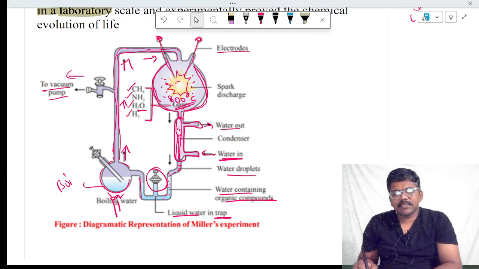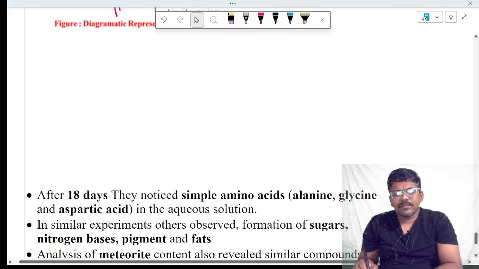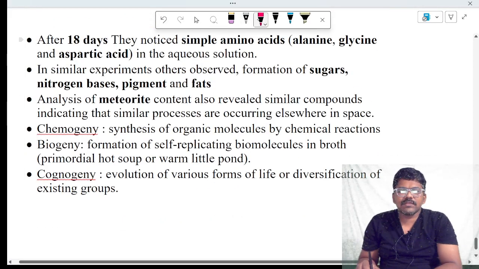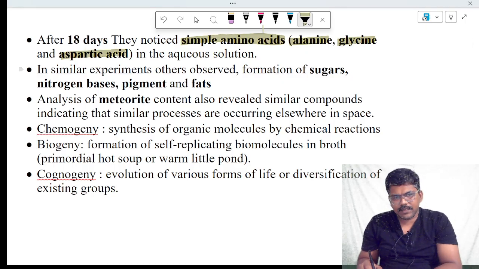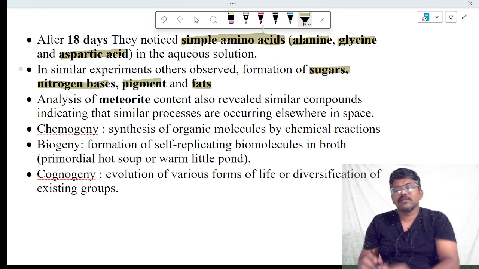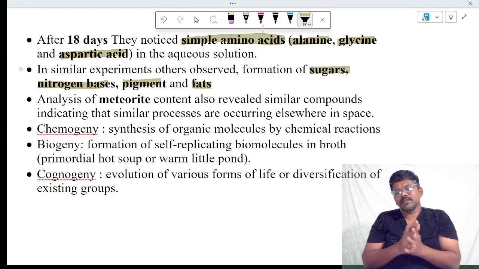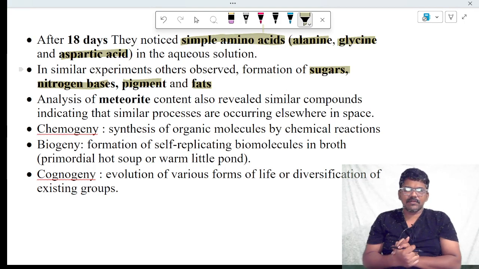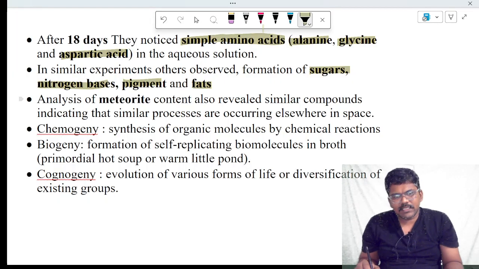After 18 days, Miller identified the formation of simple amino acids within the flask. These simple amino acids include alanine, glycine, aspartic acid, etc. Others who did the same experiment also got, along with the amino acids, sugars, nitrogenous bases, pigments, and fats. Based on that, we identified that chemical evolution of life is correct: life originated on Earth by chemical evolution.